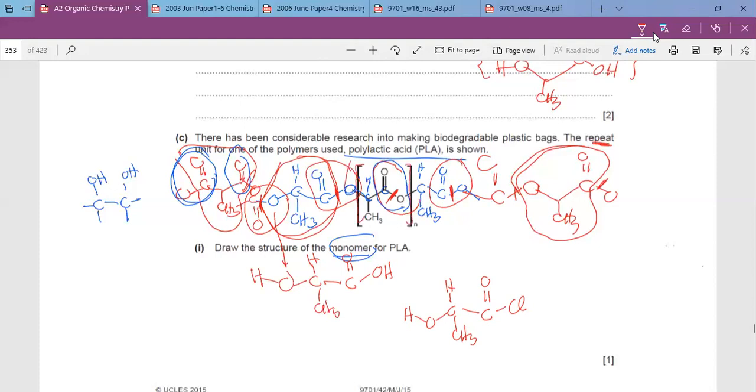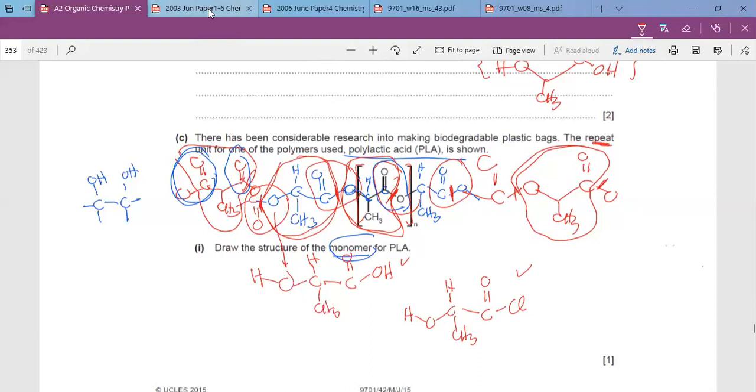So actually, from here to where? To here. So this is your monomer, which is the same one as here. So now, either this or this. Let's look at question 15. Oh, I don't have it here. Never mind, take my word for that. I don't have time. Either one.